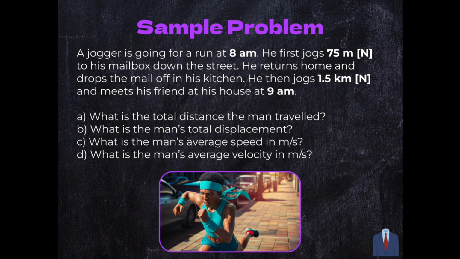Now that we learned about position, distance, displacement, speed, and velocity, it's time to put it all together. A jogger is going for a run at 8 a.m. He first jogs 75 meters north to his mailbox down the street. He returns home and drops the mail off in his kitchen. He then jogs 1.5 kilometers north and meets his friend at his house at 9 a.m.